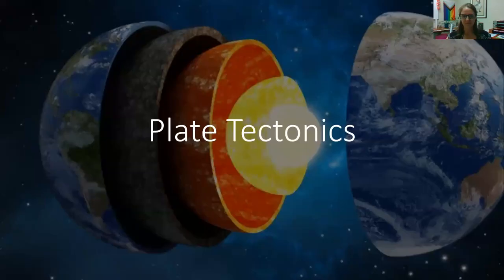Hello, today we are going to talk about plate tectonics. If you think about the landscape of Earth, why we have mountains, why we have valleys, why we have coastlines, a lot of the structures on Earth are shaped by plate tectonics, and it's a really fascinating topic. So let's get right into it. All right, plate tectonics.